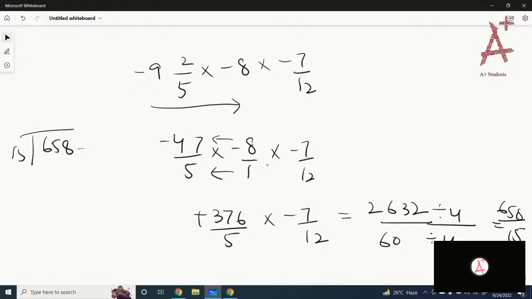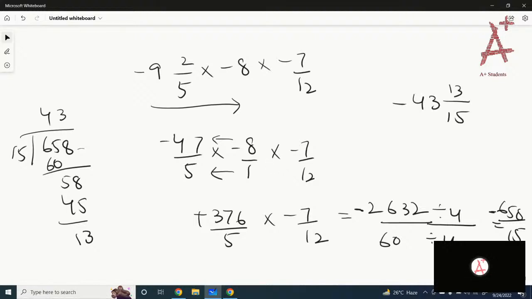658 by 15. 15 times 4 is 60, and 15 times 3 is 45. Oh, I forgot a negative sign, because positive and negative makes negative. So it would be negative. So 58, 8 subtract 5 is 3. So the answer is negative 43 whole 13 by 15. Got it? Select the correct option and click on the OK button.